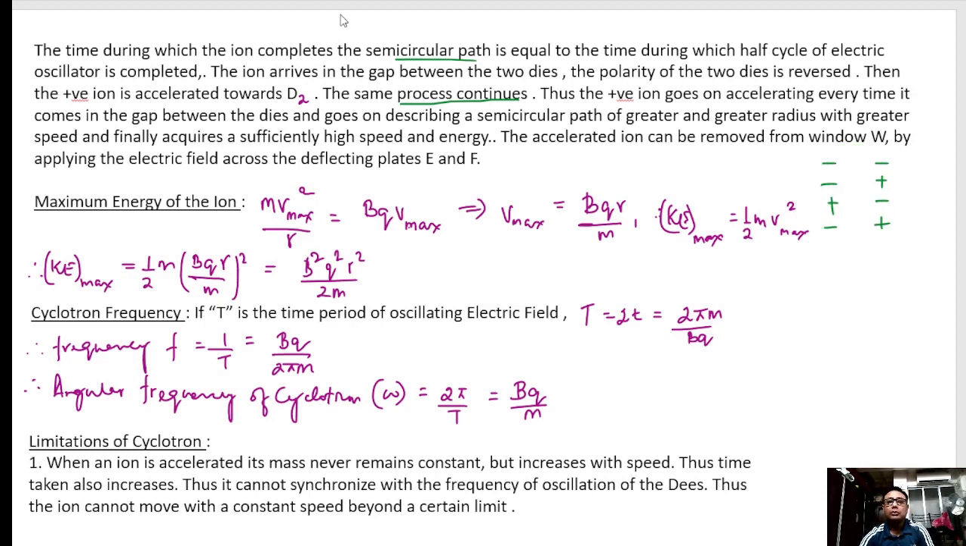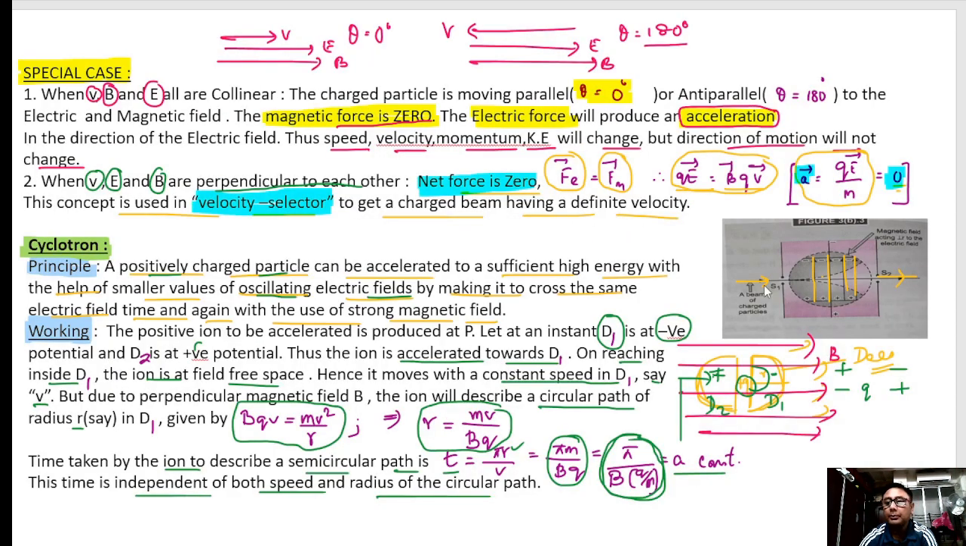Due to this, its speed has to be increased, because it should spend the same time, so its speed will constantly go on increasing to a very high speed, and its energy will also increase. So the ion will be accelerated, and now it can come out of the D's from here, like this, with a huge speed and energy. There is an opening window, so this ion will come out with a huge speed and huge energy.